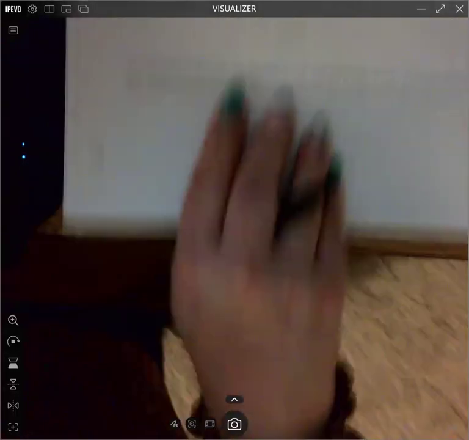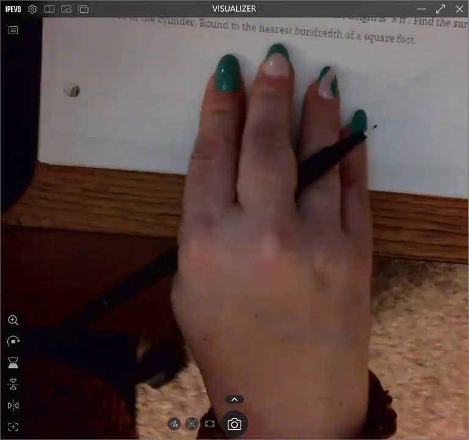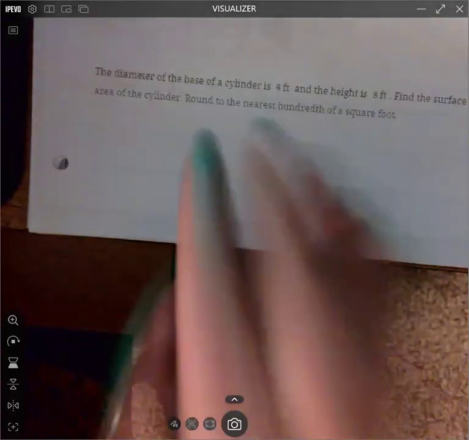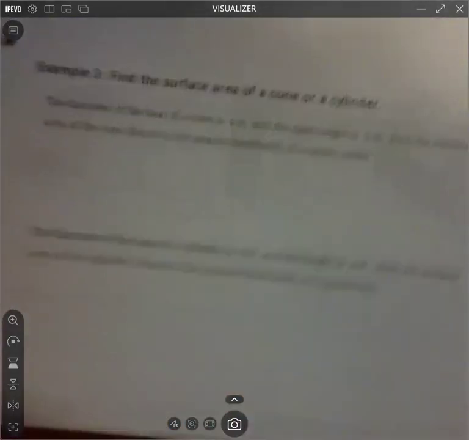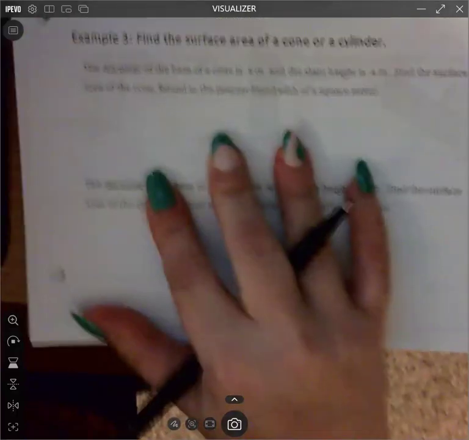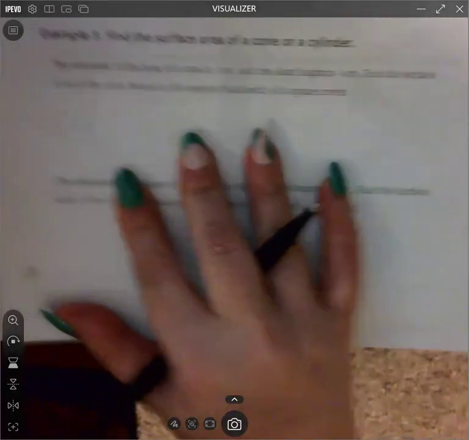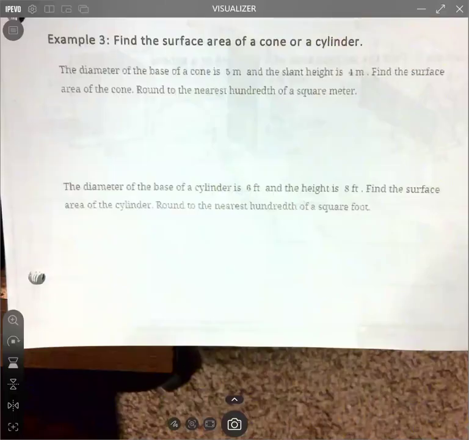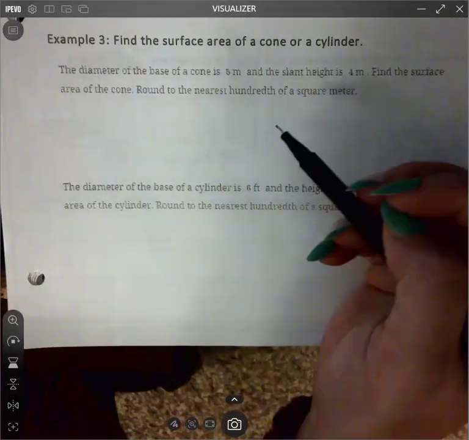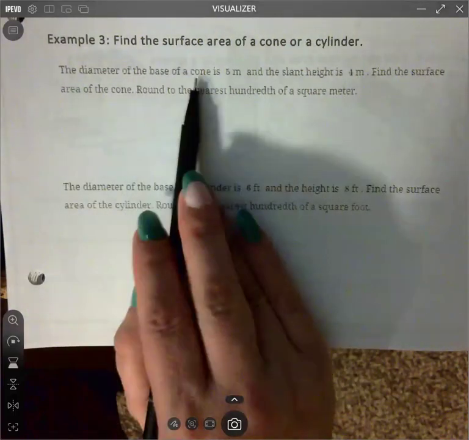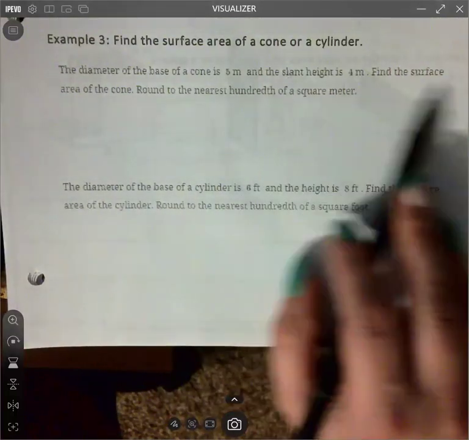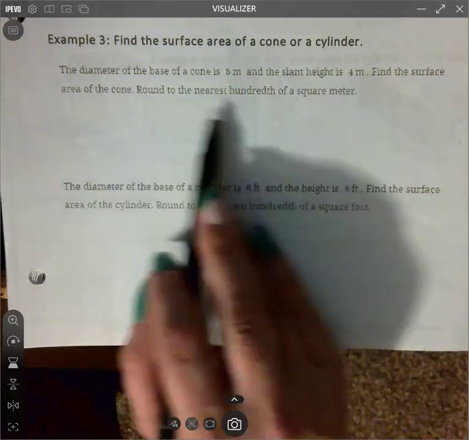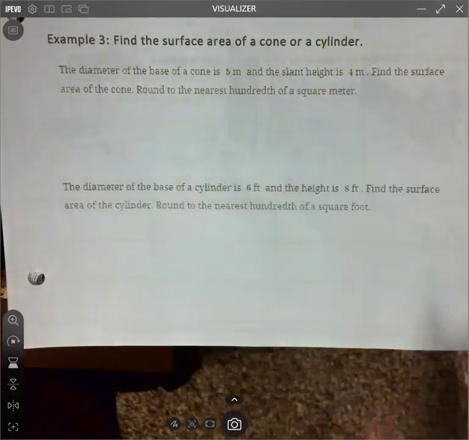Okay. Let's keep looking at different shapes. We've done volume. Now we're going to switch and look at surface area. So we'll start out with the same shape, the surface area of a cone or cylinder. So in our first part, it says the diameter of the base of a cone is 5 meters. The slant height is 4 meters. Find the surface area of the cone and round to the nearest hundredth of a square meter.